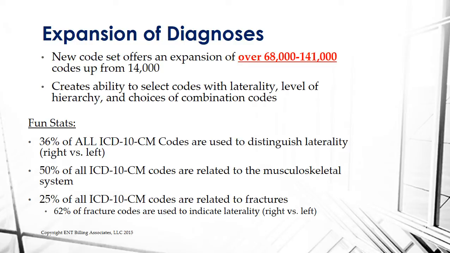So just a couple of fun stats on the new code expansion. 36% of all ICD-10 codes are used to distinguish laterality, meaning right versus left. 50% of all ICD-10 codes are related to the musculoskeletal system. And 25% of all ICD-10 codes are related to fractures. And the reason there are so many codes for fractures is because 62% of those fracture codes are used to indicate laterality.